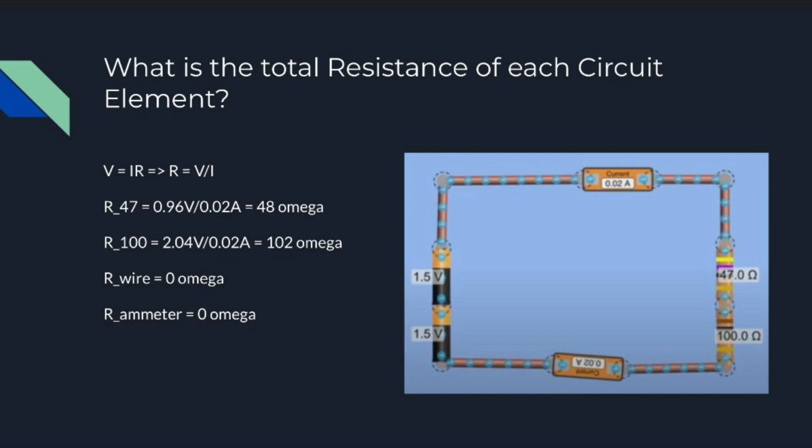What is the total resistance of each circuit element? Our resistor with 47 ohms is 48 ohms in this example. The 101 in actuality we measured to be 102 ohms. The resistance of the wire is 0, and the resistance of the ammeter is also 0.